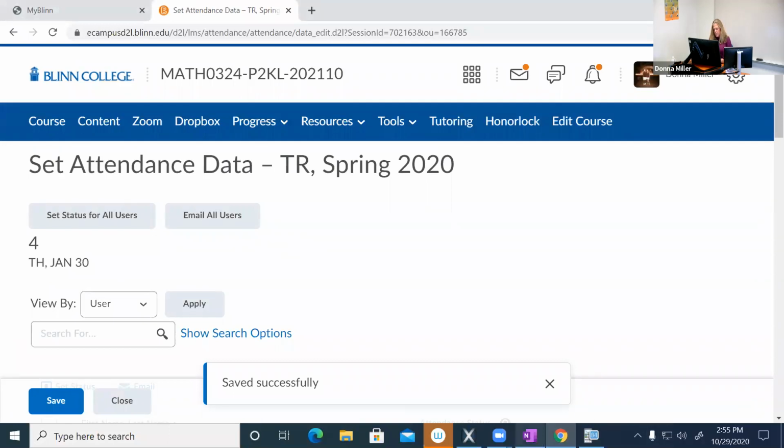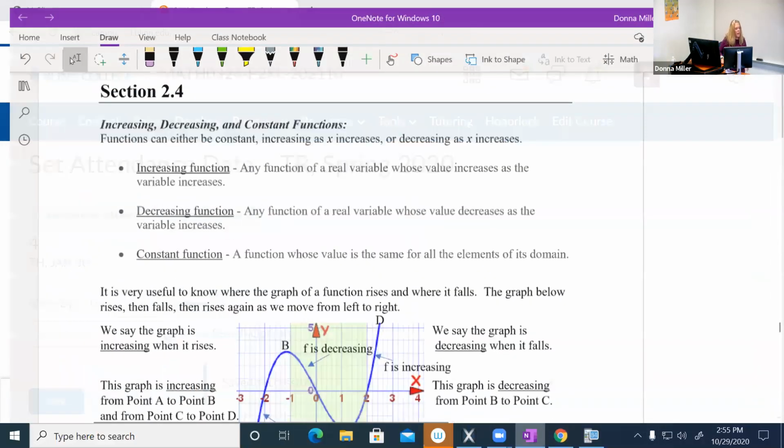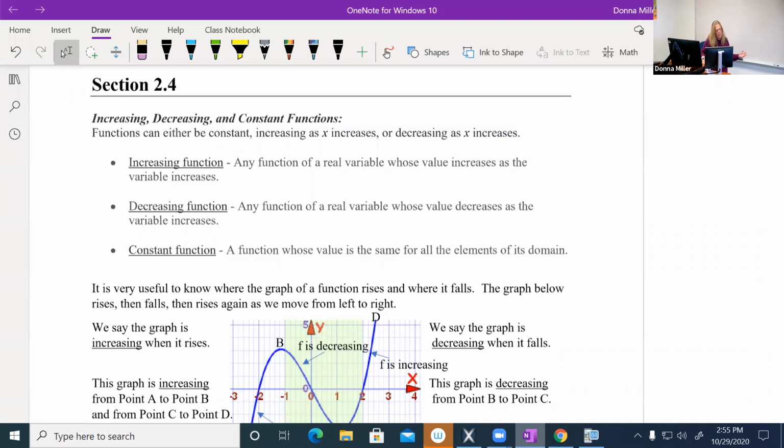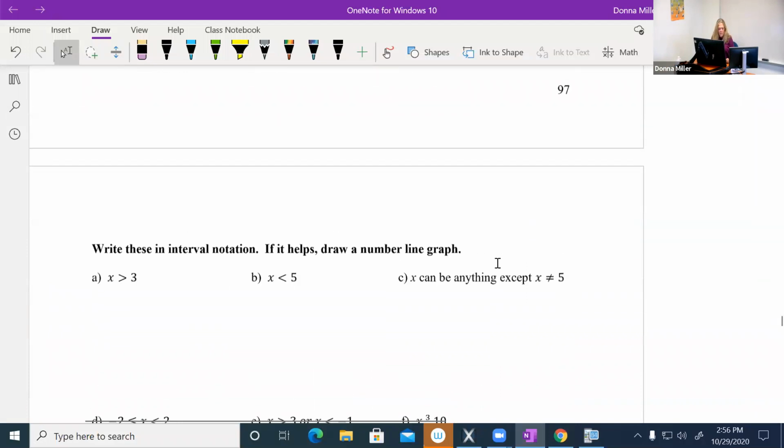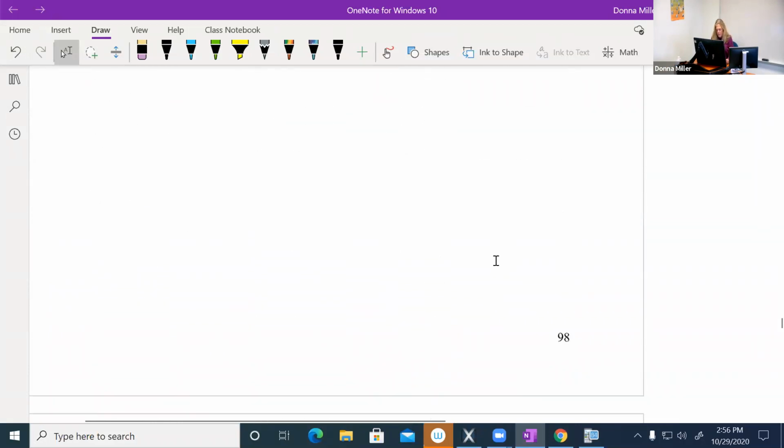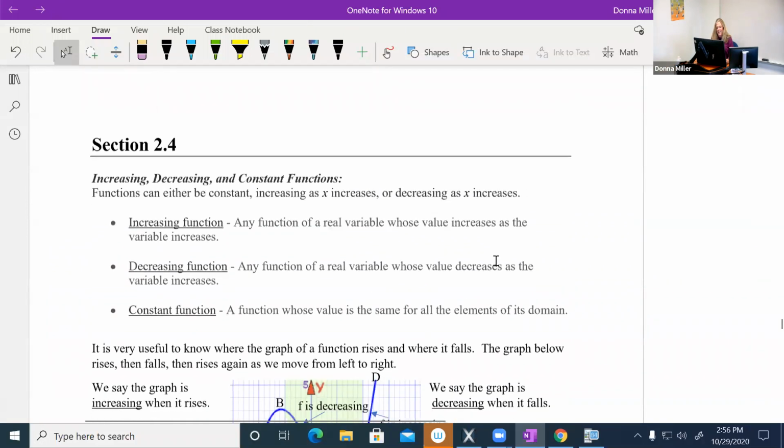All right, so we're going to do my stuff first, which is pretty short today, and then we're going to talk about matrices, which is a little longer. All right, so we're in section 2.4. 2.3 is on interval notation. There's a video up there on that. So we're on page 99.